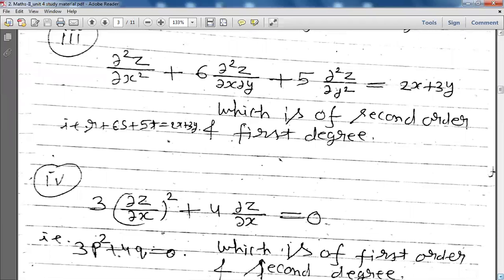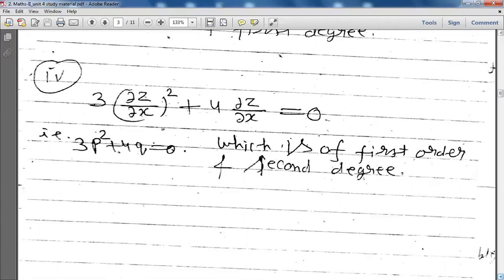Fourth example, 3 into del z by del x whole square plus 4 del z by del y equal to 0. In other format, we can write this as 3p square plus 4q equal to 0. In this partial differential equation, the highest order partial derivative is first order and its degree is 2. So this is a partial differential equation of first order and second degree.